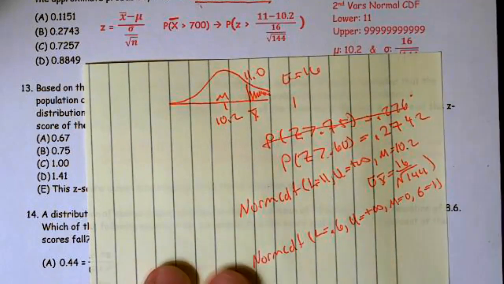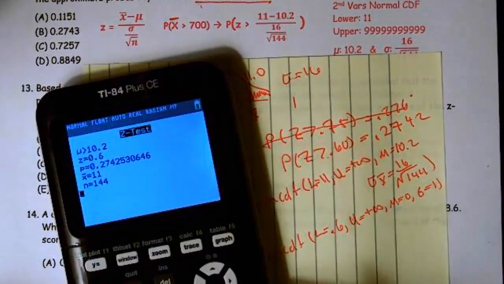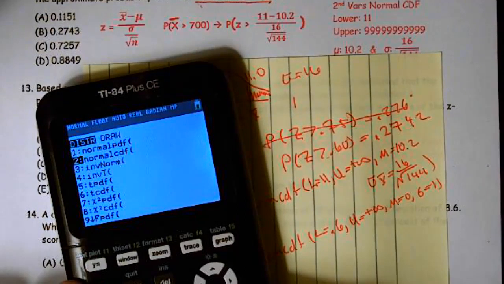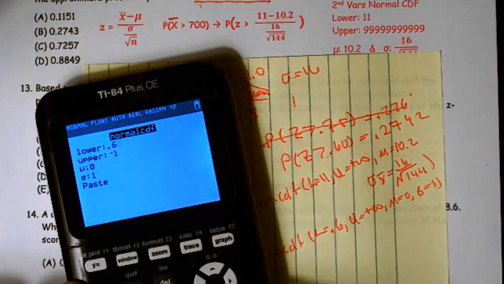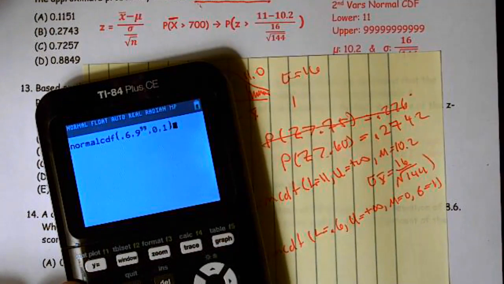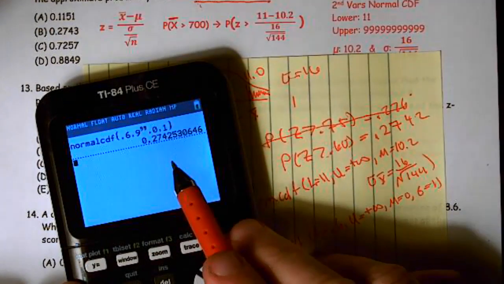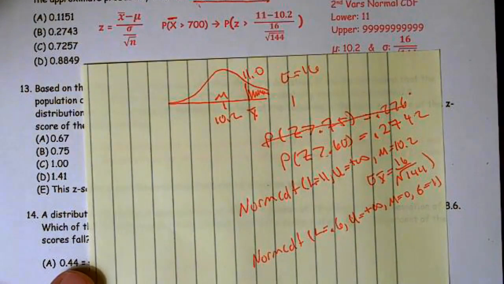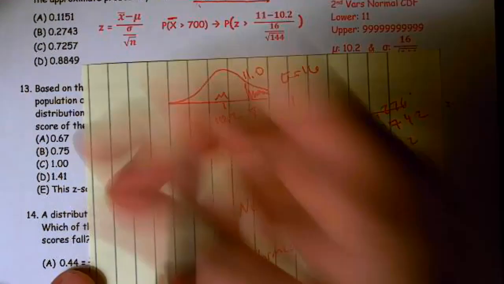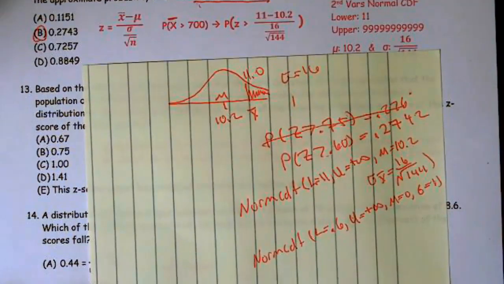That's the parent function, and I'll go ahead and run that for you just to show you. Second vars, normal CDF, lower 0.6, upper 9.99, mean is 0, standard deviation 1. 0.2742. Okay? All right, so that was number 12, and our answer for that one would have been B. Made that easy by not having an E.